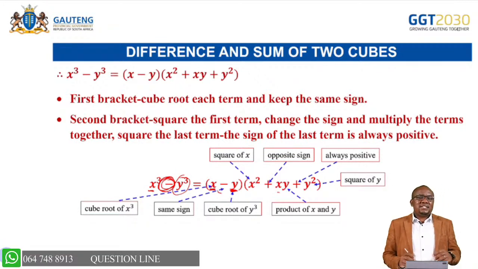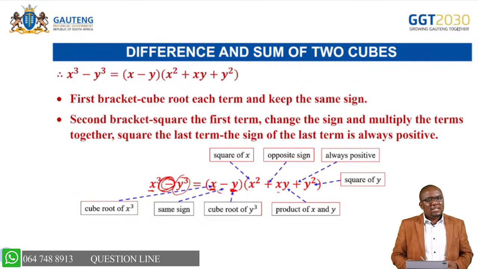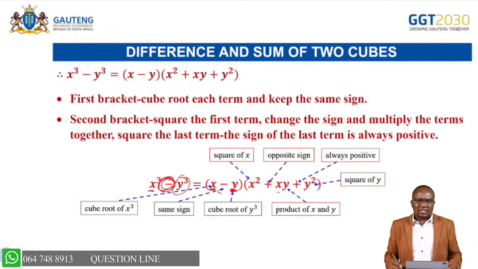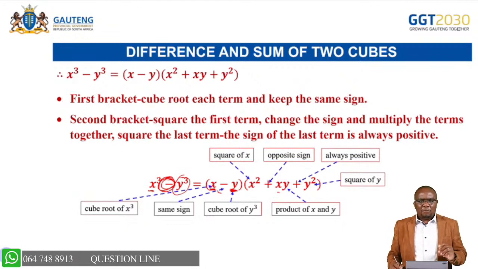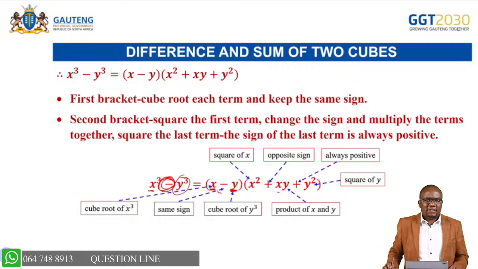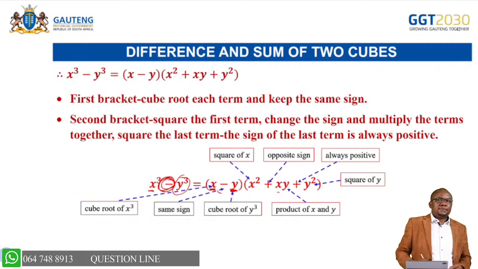Okay? Right, this is the difference of 2 cubes. So the process is just the same. It's only that the signs now are the ones that change. Again, I'm going to give you 1 minute to copy this. And then after that 1 minute, we go straight to the example and the activities. Okay? Right, let's try.